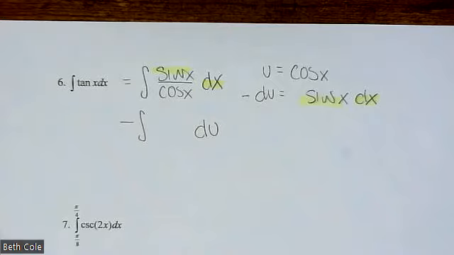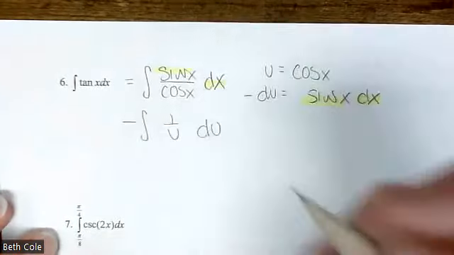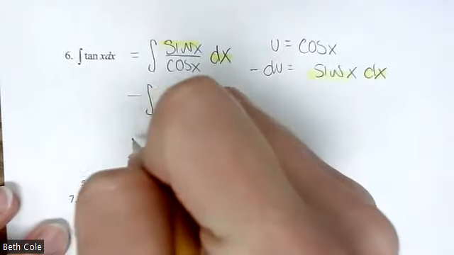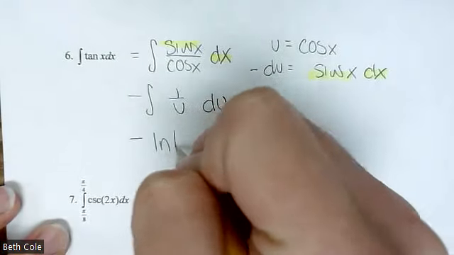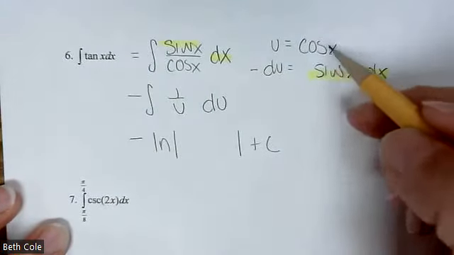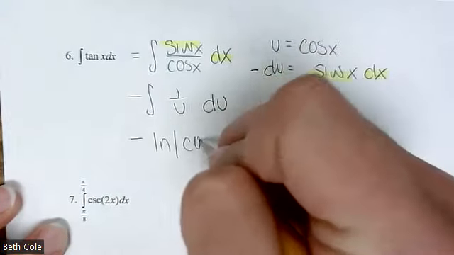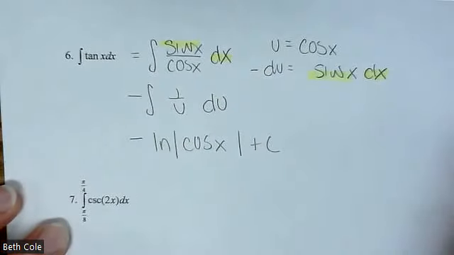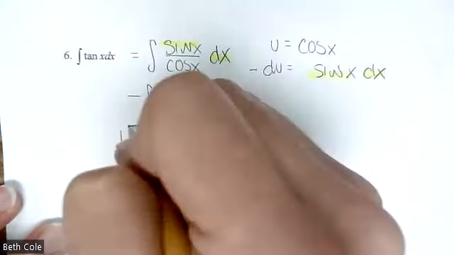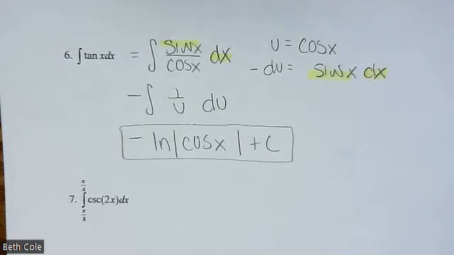What's still there? 1 over u. What is the antiderivative of 1 over u? So the answer is negative ln. Good, and I was going to try and get you to skip that step. Don't write u, just go ahead and put cosine back in there, plus c. So you can go ahead and on your list at the bottom, that is the antiderivative for tangent. Negative ln cosine x plus c.